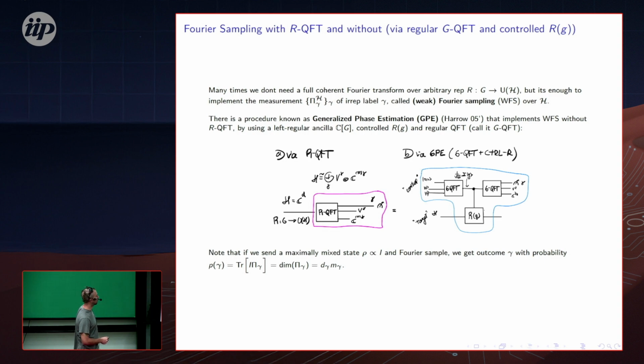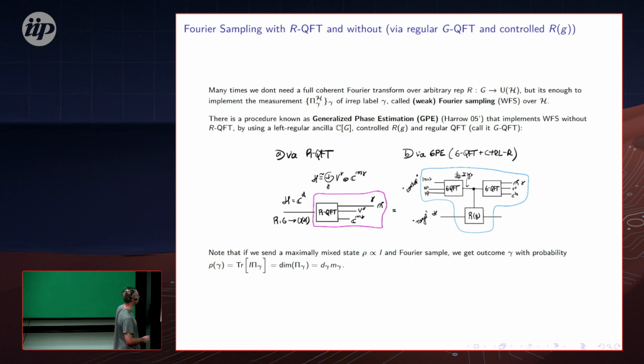This is going to give you, again, if you want a gamma label, kind of B gamma, and a multiplicity register. You can just apply the QFT and measure this label. This is going to implement weak Fourier sampling. But as I'm saying, this is not necessary in principle. You can replace all of this by the following algorithm, which is called generalized phase estimation, introduced by Adam Harrow in 2005. And as I'm saying, it implements weak Fourier sampling without the RQFT using a left regular ancilla.